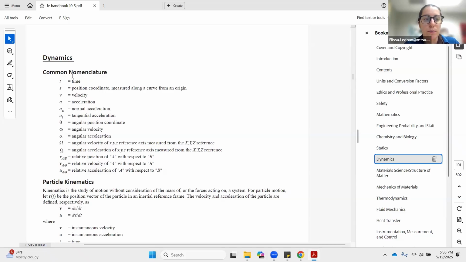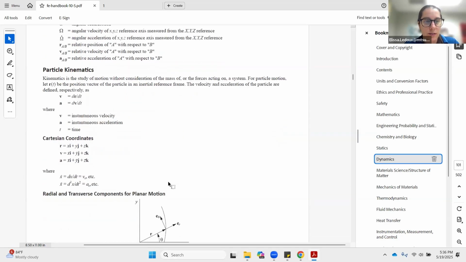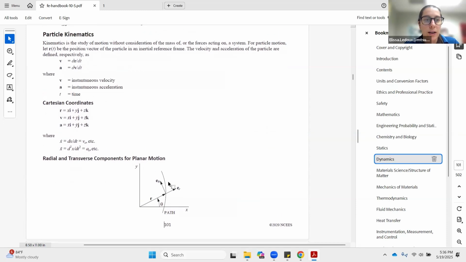So this starts out with just the basic nomenclature of naming variables. And then we have 15 pages of dynamics formulas. So it starts out with kinematics, velocity, acceleration, Cartesian coordinates, basically just splitting stuff into x, y, z. And then notice here the dot over a variable means a time derivative. So x dot means dx/dt, or velocity. x double dot is d squared x/dt squared. So that is acceleration.